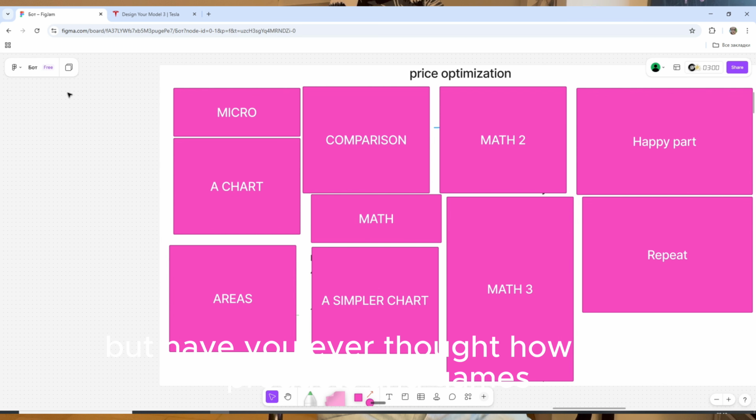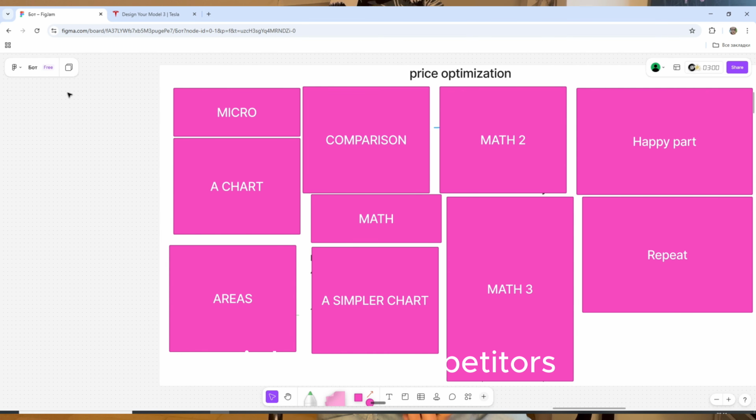But have you ever thought how B2C products and games define their prices? Especially when the game earns on microtransactions. The mobile game becomes the only seller, so it has no competitors when it comes to selling the diamonds for this particular game. So, how do you define this optimal price?